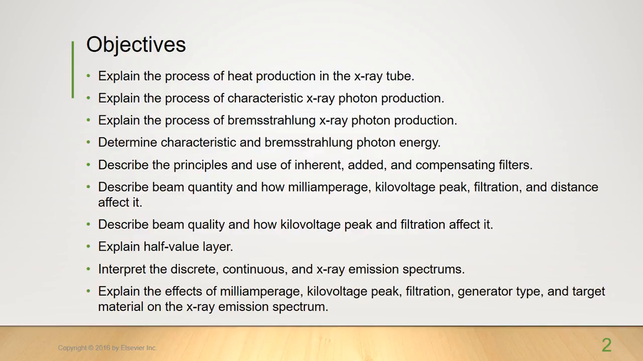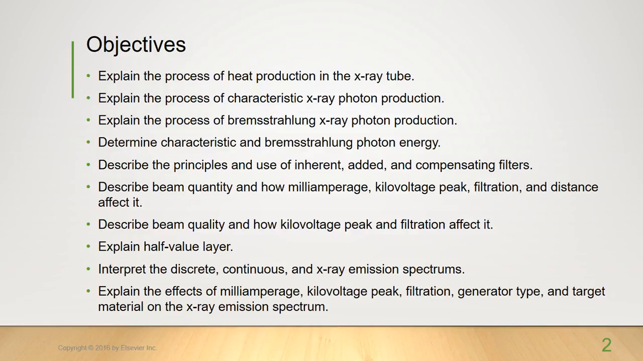As usual, these objectives come from the textbook. It looks like a lot, but you do actually need to know all this information. You need to know about the heat production in the X-ray tube. You need to know about characteristic photon production, Bremsstrahlung photon production, and then we need to determine the characteristic and Bremsstrahlung energy and how that energy is created. Then you need to know about inherent, added, and compensating filters, and then beam quantity, which means how much and what affects it, and then beam quality and what affects it.